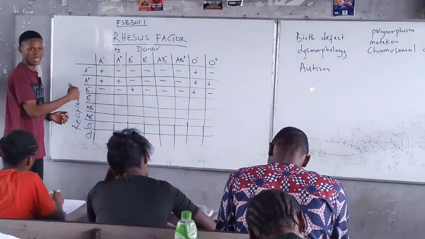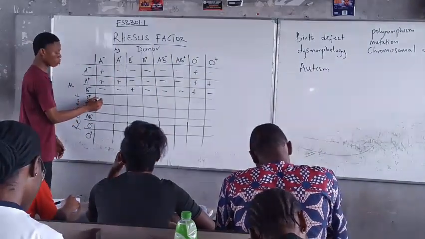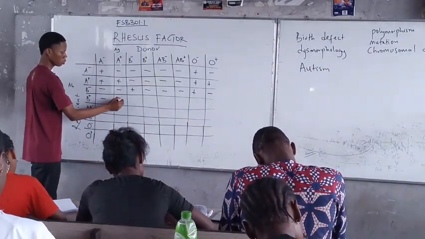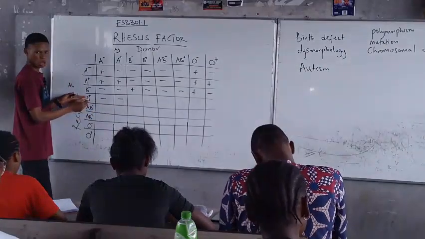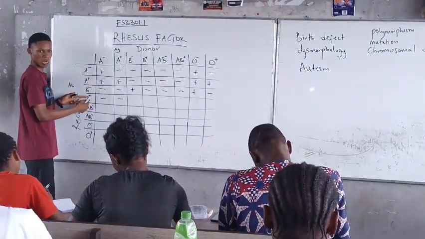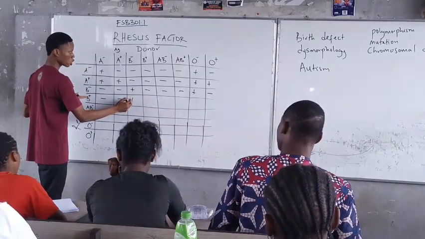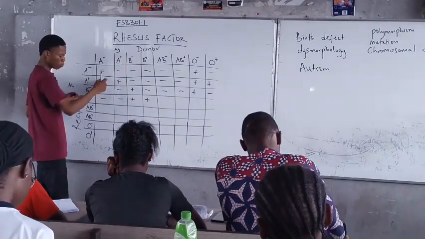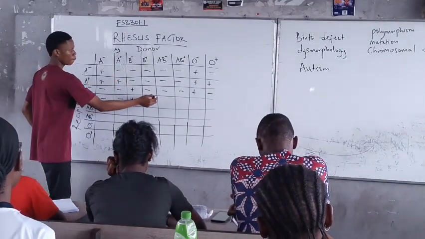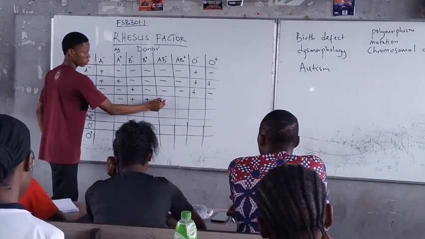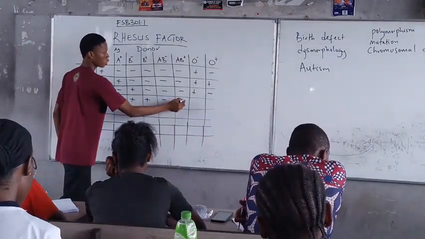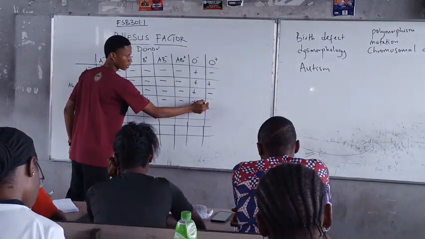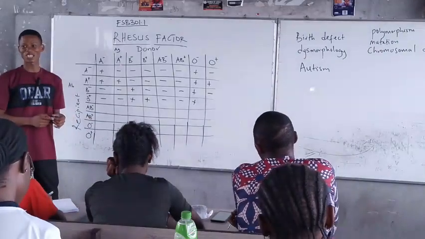Now, B and A, you know, is negative, right? Plus or minus? Minus, right? So this is positive, so it can receive from this person, right? So what? Positive, right? Plus or minus? Plus, right? B plus, the same now. Plus or minus?